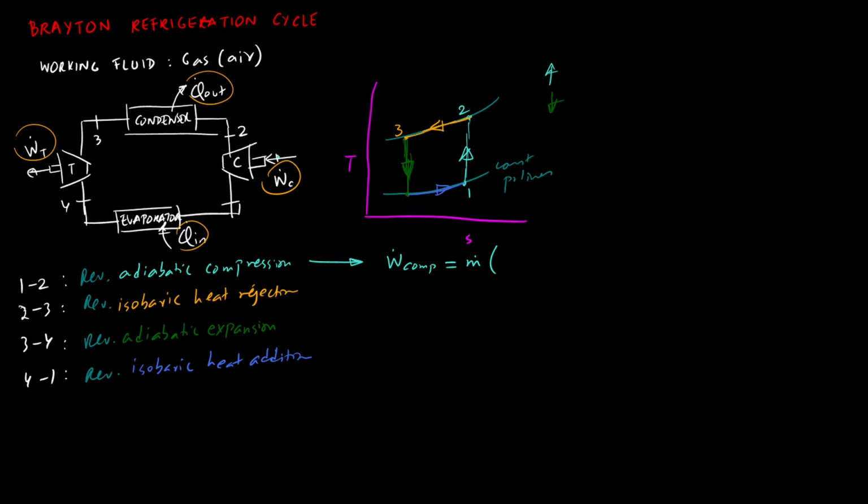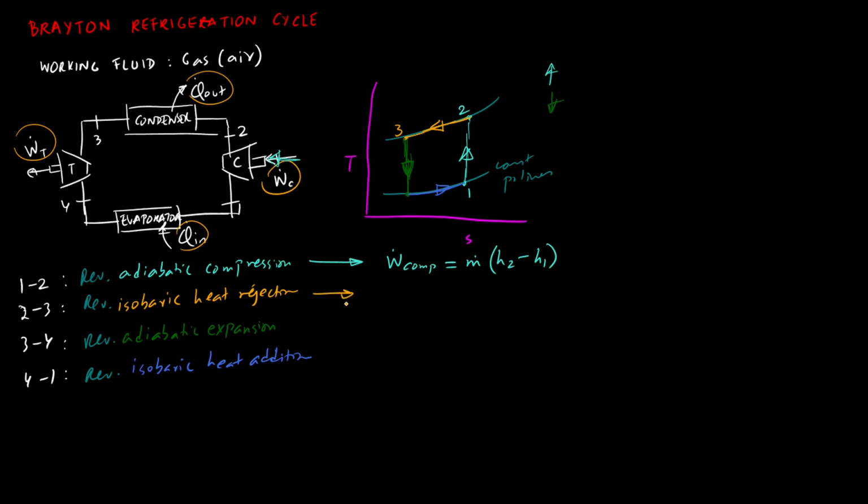So a good way to figure that out is if you look at this arrow direction, because it's pointed inwards, so it's going to be final state minus initial state. So it's going to be m dot into H2 minus H1.